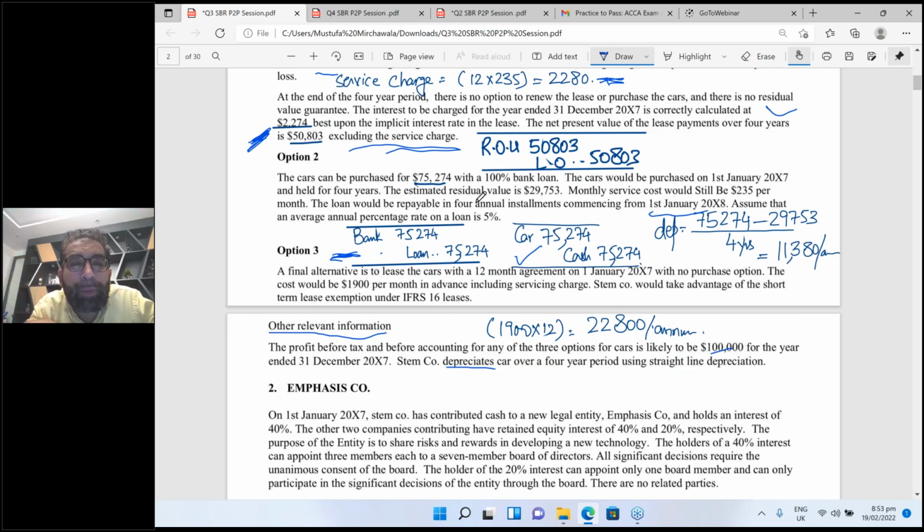75274 plus the accrued interest, which is 5%. All of you use your calculator. 75274 multiplied by 5%. This is your accrued interest, and this will be added to your loan.